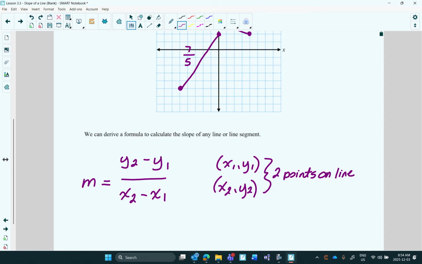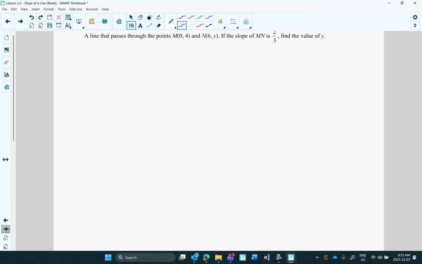Any idea what that means? Why slope m? Doesn't make sense. Unless perhaps you're French. Anything? What does to climb mean in French? Nothing? Nobody's taking French anymore? Everybody's abandoned French. All right. Well, it's monter. Okay.